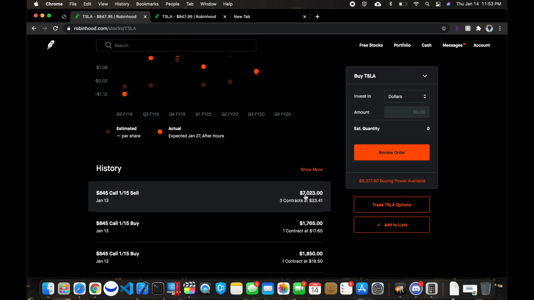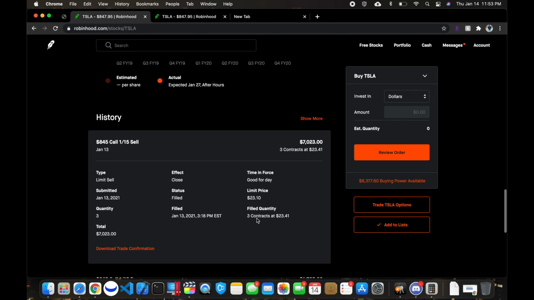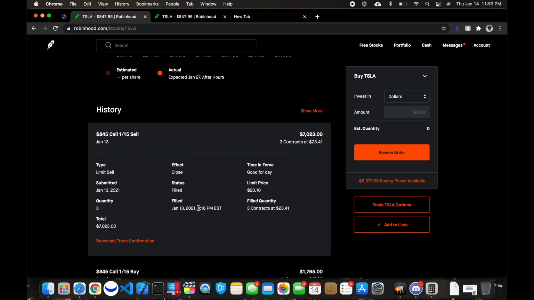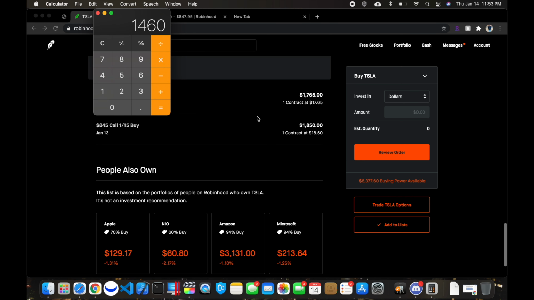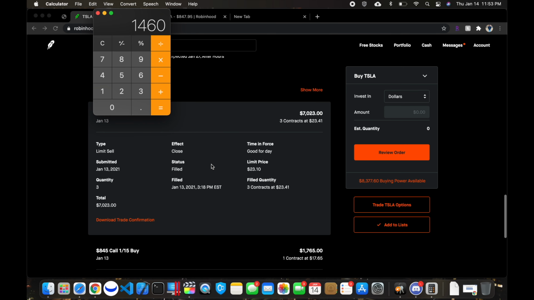So you can see that I sold 3 contracts for $7,023. So this contract was submitted at 3:18 p.m. and it got filled right away. You know, there's a lot of volume with Tesla, so buying and selling is much easier with Tesla. So I got filled here at 3:18 and I was able to sell it. So let's see how much we spent and how much we earned.